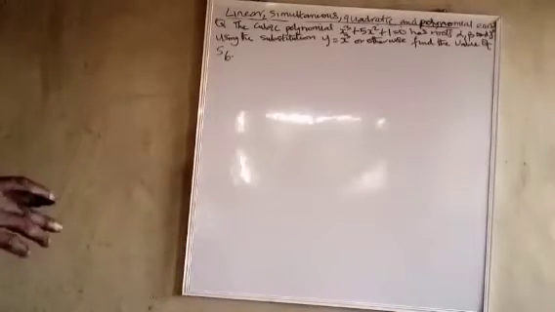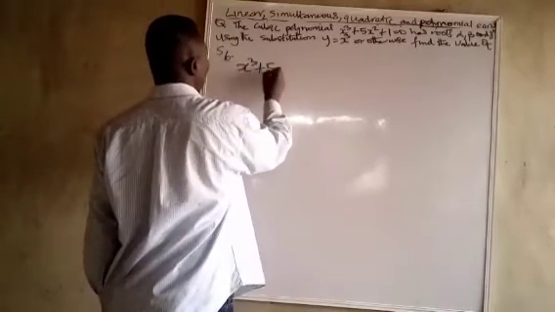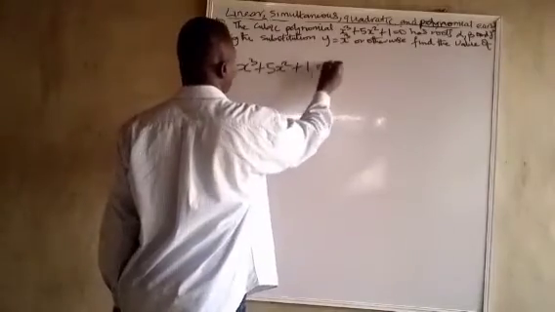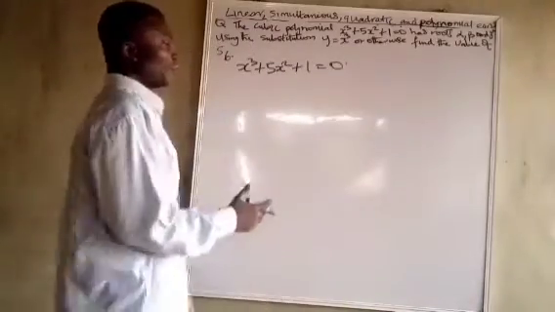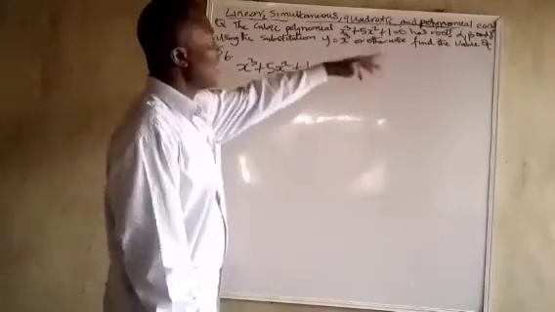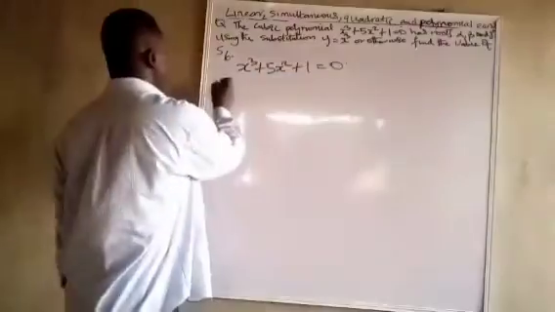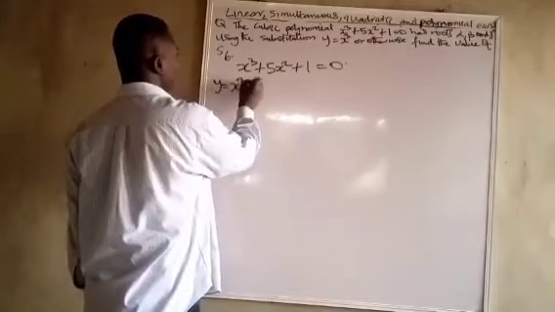The cubic polynomial x cubed plus 5x squared plus 1 equals 0 has roots alpha, beta, and gamma. Using the substitution y equals x cubed, or otherwise, find the value of s6. We have to find the value of s6. So the real equation is this: x cubed plus 5x squared plus 1 equals 0. And we are going to find another cubic equation whose roots will be alpha cubed, beta cubed, and gamma cubed.